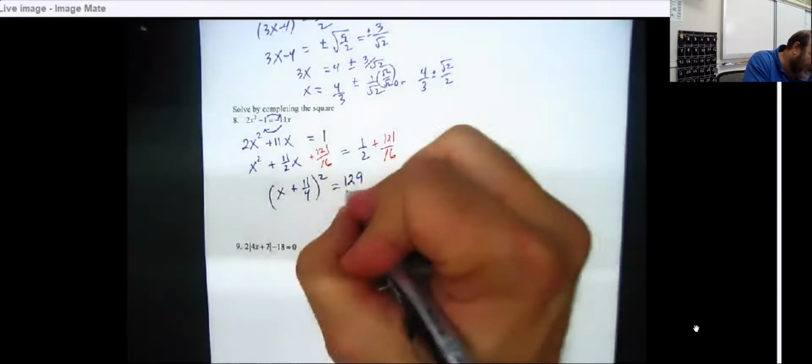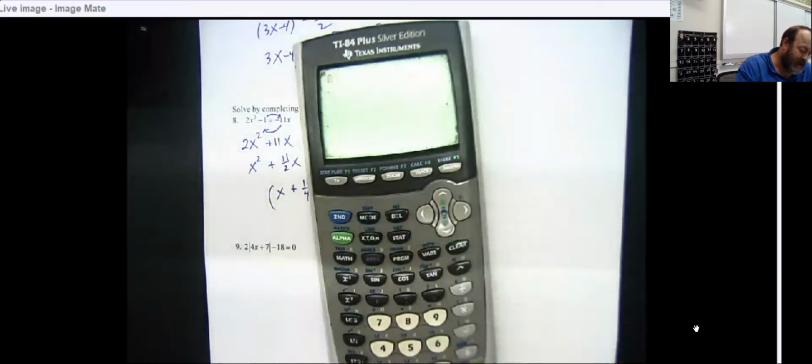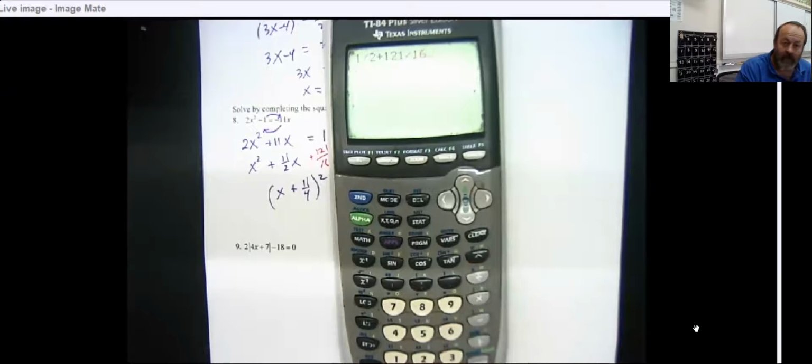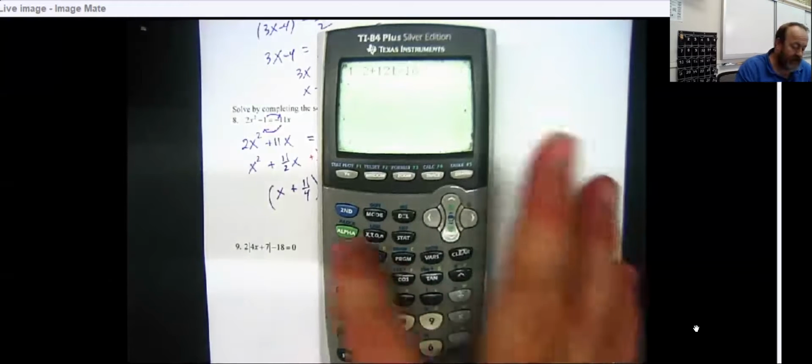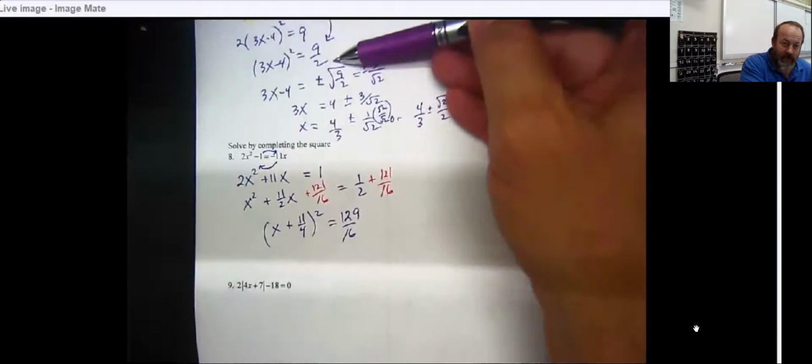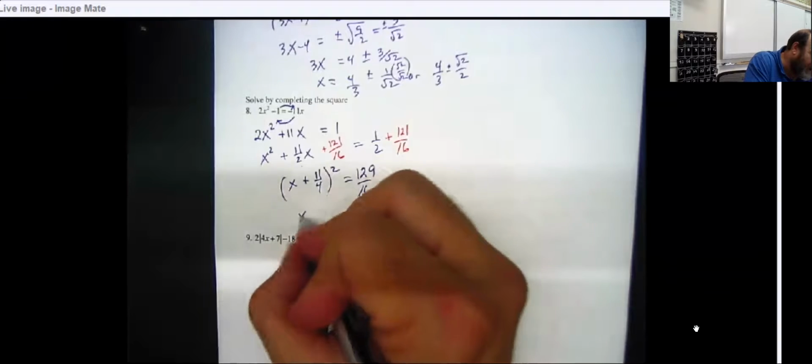129/16. However, if you do struggle with that, keep in mind I did say we're okay with using some calculators. I got a half, and I've got 121/16. If I literally just type it in and hit math, enter, enter, it says that the answer is 129/16. Now, just like this problem up here, we're now set and ready to go. We've got it set equal to a perfect square.